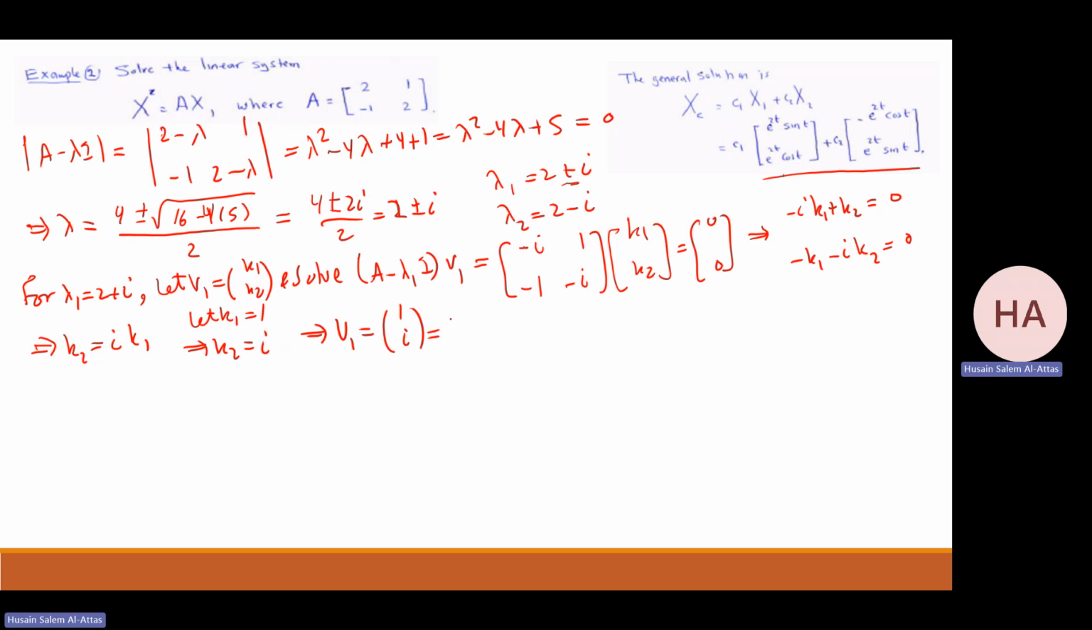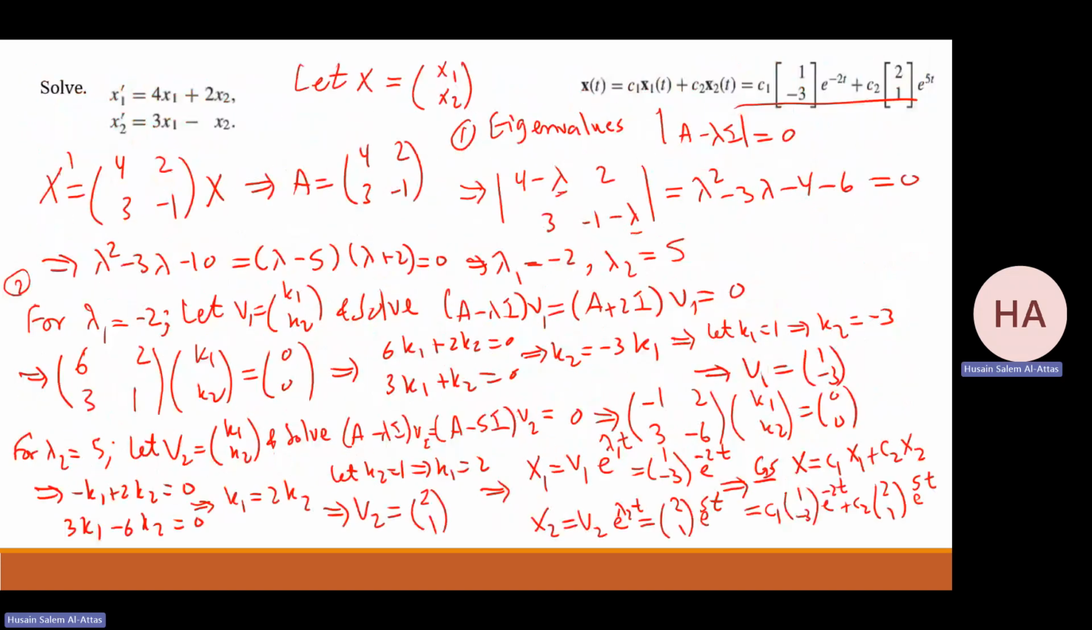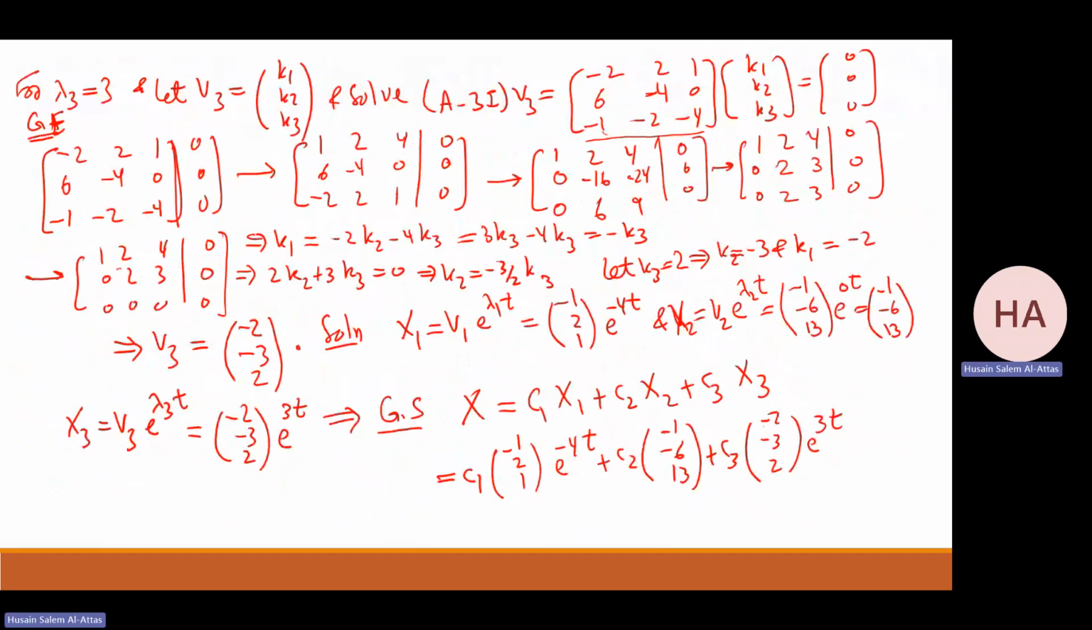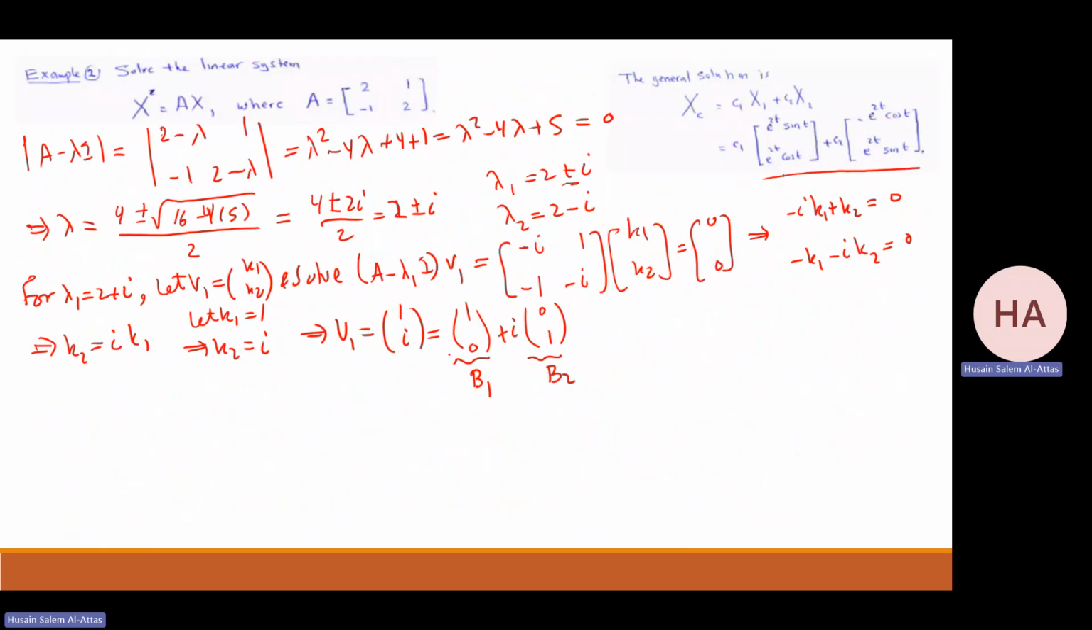This i I will split into two parts: 1, 0 plus i times 0, 1. We call this b1 and this b2. Just to remind you, I will use this formula now, where b1 is the real part of the eigenvector and b2 is the imaginary part. So these will be my solutions. I left this one, then we'll go back to it. So the real part is 1, 0, and this is i times 0, 1.